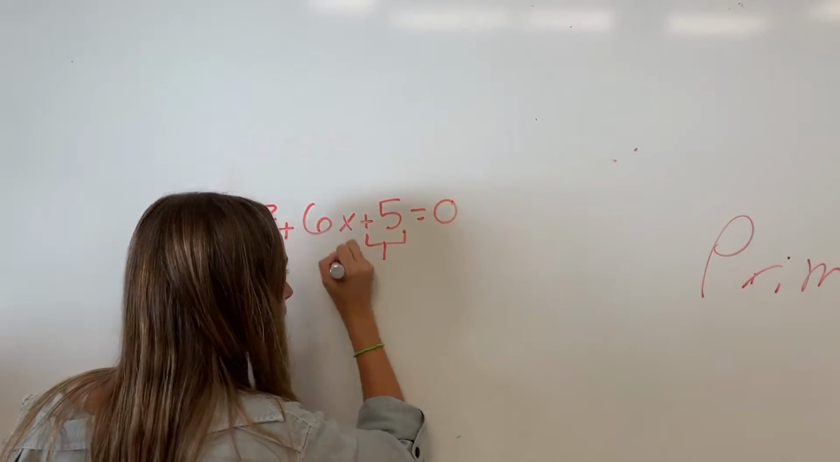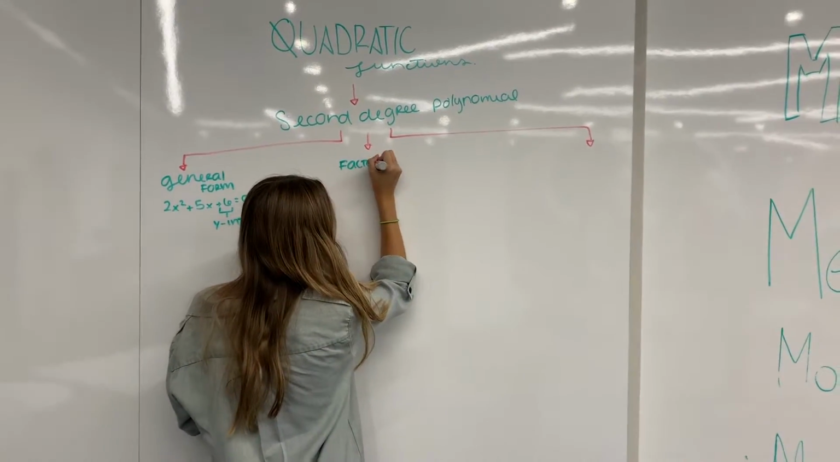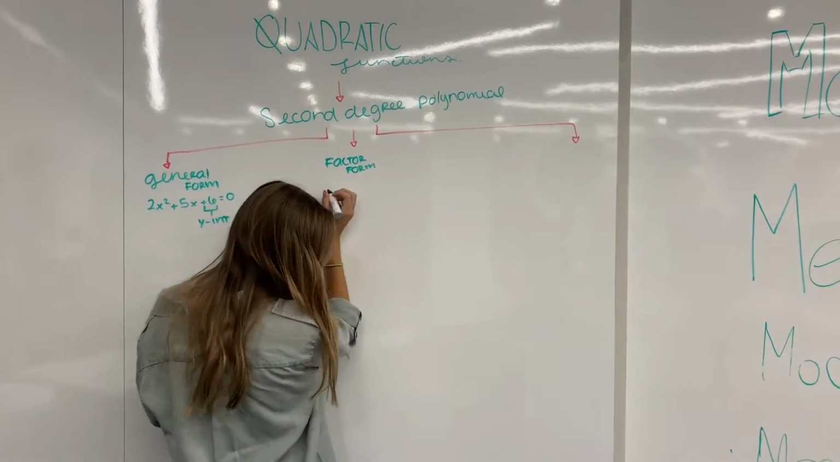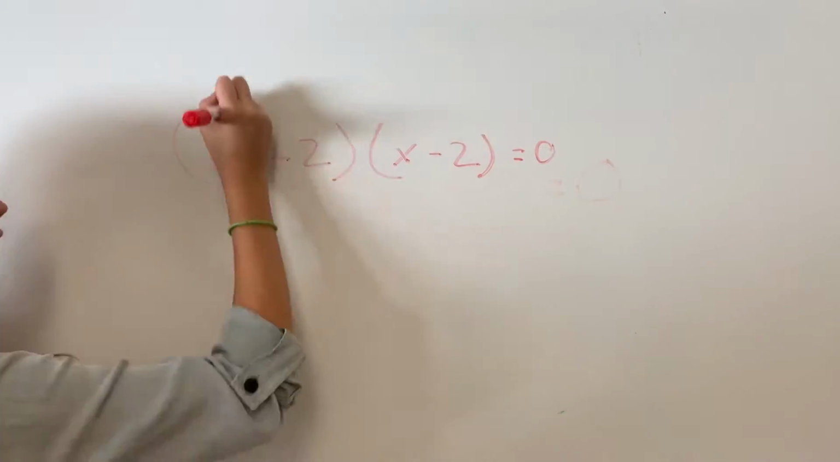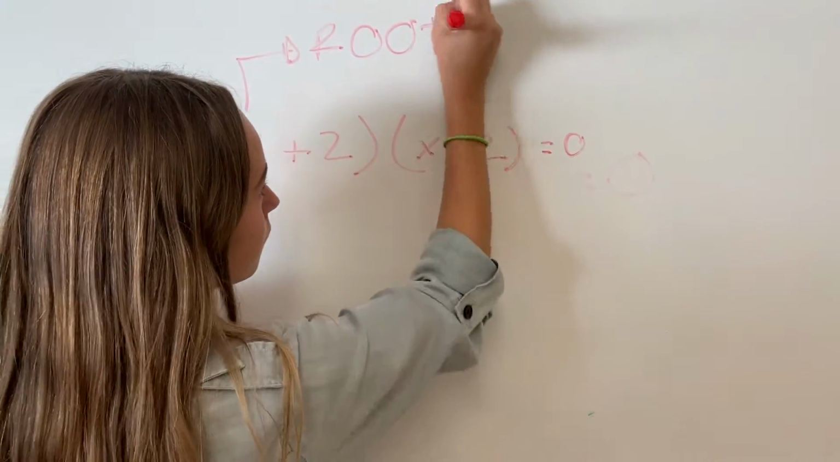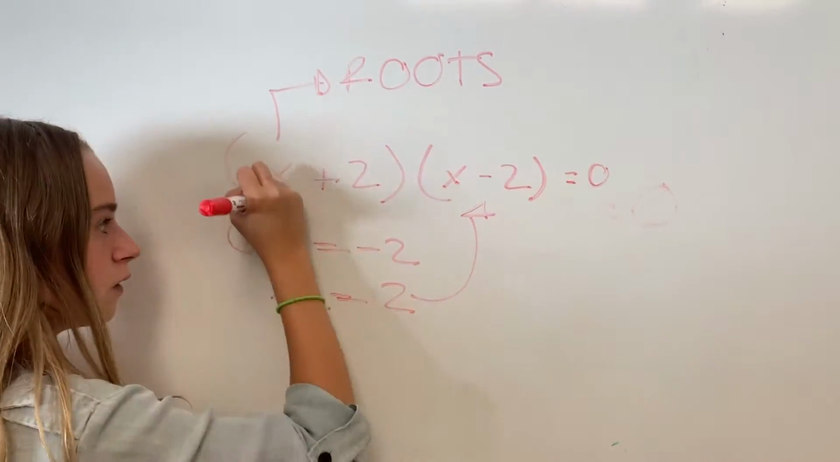The constant is the y-intercept. Another way of representing quadratic equations is in the factor form, which can be represented by x plus 2 and x minus 2 equals 0. From the parentheses, you can get the roots by clearing x.